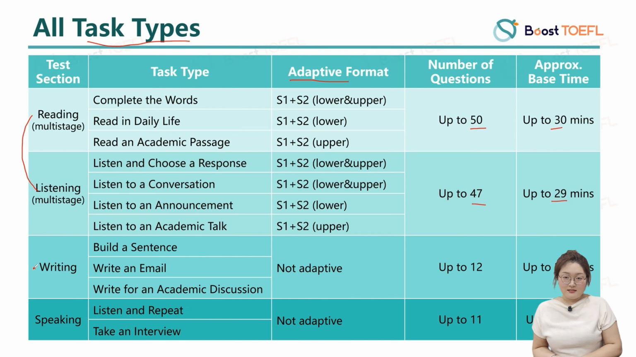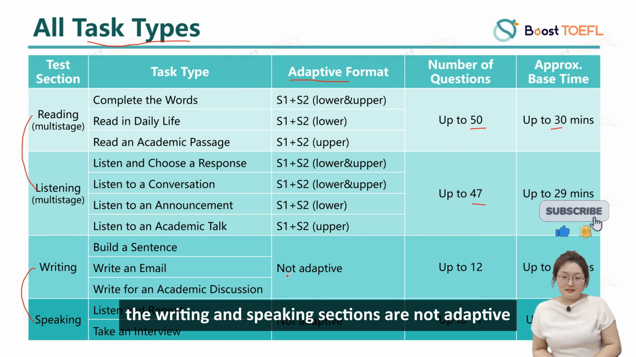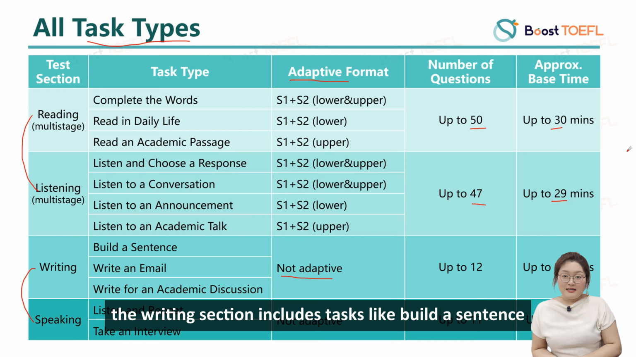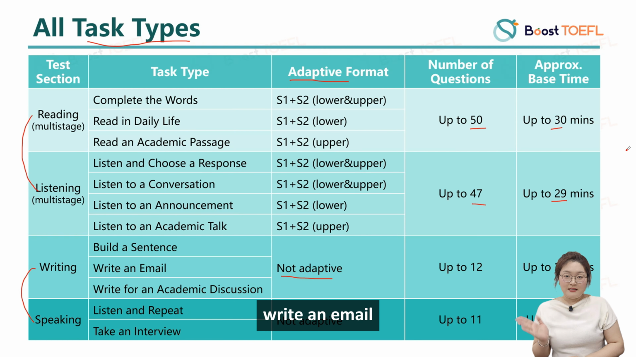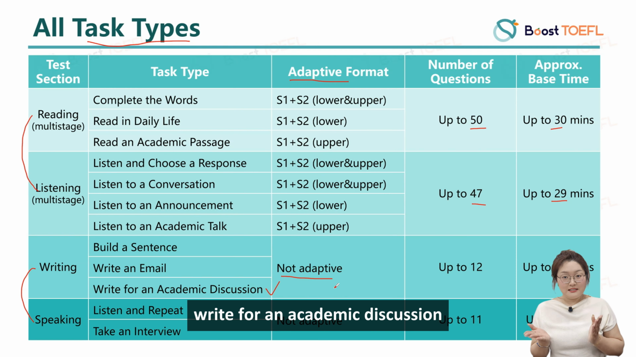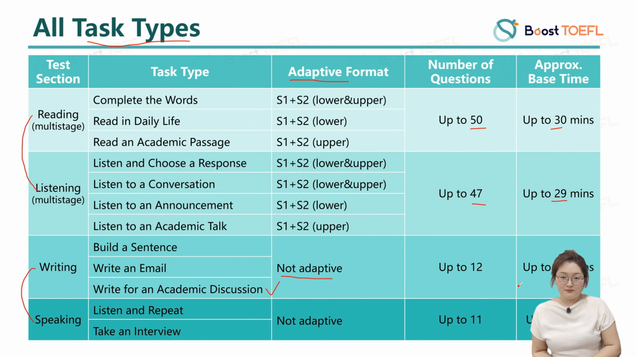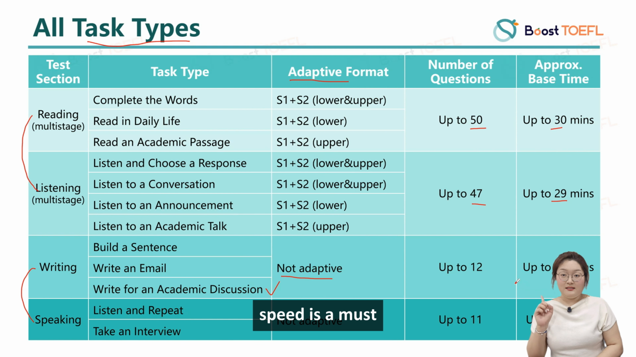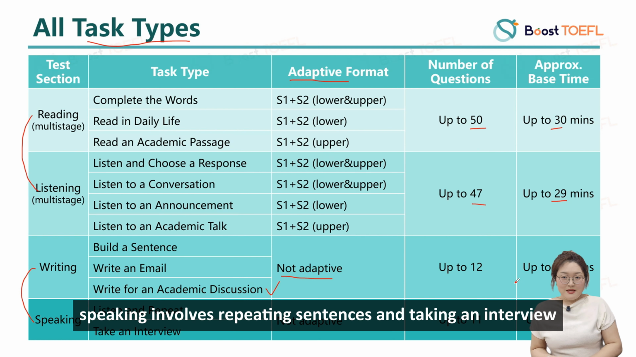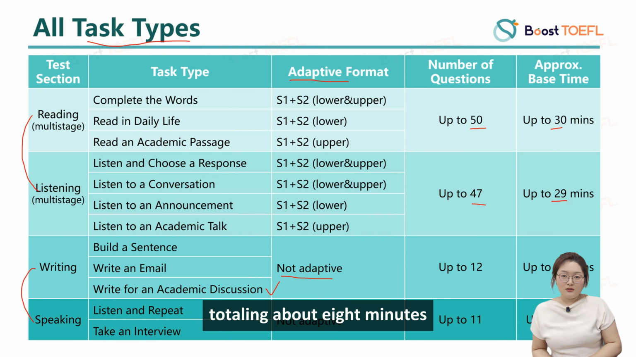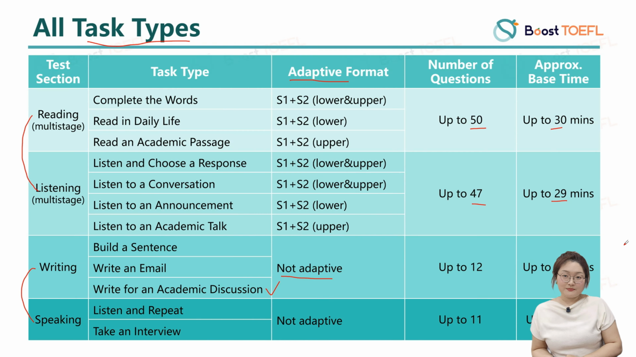In contrast, the writing and speaking sections are not adaptive. The writing section includes tasks like build a sentence, write an email, and our focus today, write for an academic discussion, all within roughly 23 minutes. So speed is a must. Speaking involves repeating sentences and taking an interview, totaling about 8 minutes.